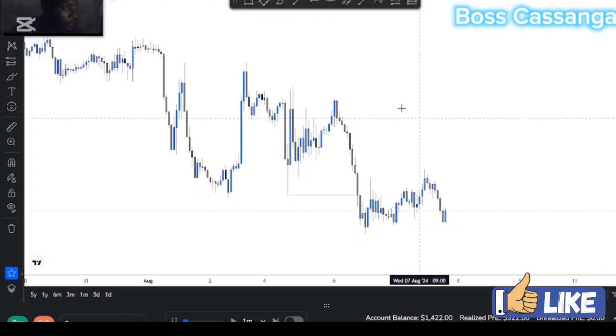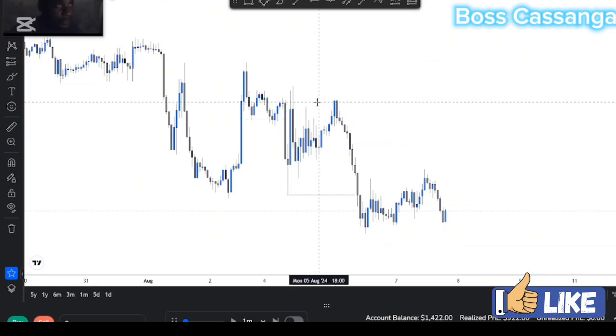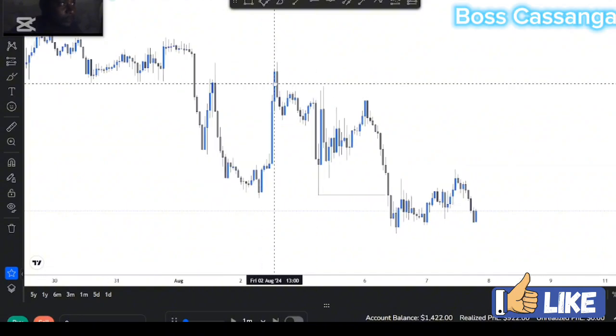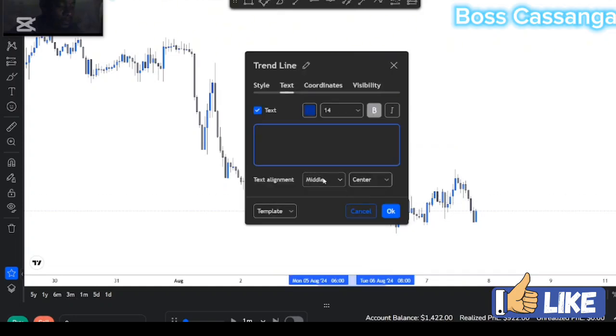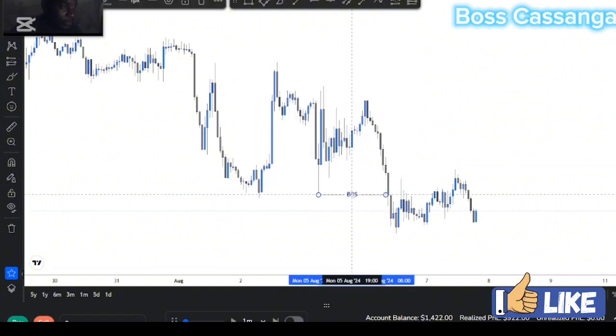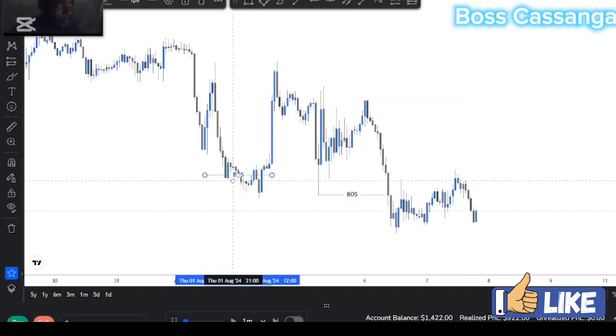I'm just doing a series of backtesting my supply and demand zone strategy. Okay, what do I do first? I always come to the 1 hour time frame just to see what the market is telling me, and I just draw out all my breakout structures, my supply zones, demand zones, all that.